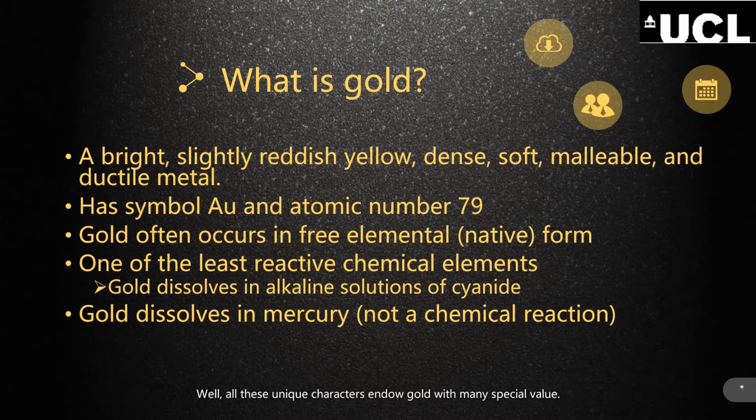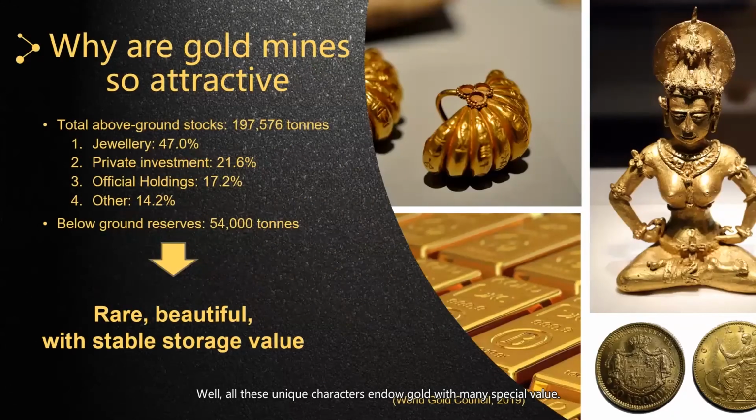Well, all these unique characteristics give gold special value. We can see the figures here. Gold is relatively rare in the natural world. Its total stock above the ground so far is about 198,000 tons, and the below-ground reserve is approximately 54,000 tons. Nearly half of the above-ground stock has been reprocessed into jewels.